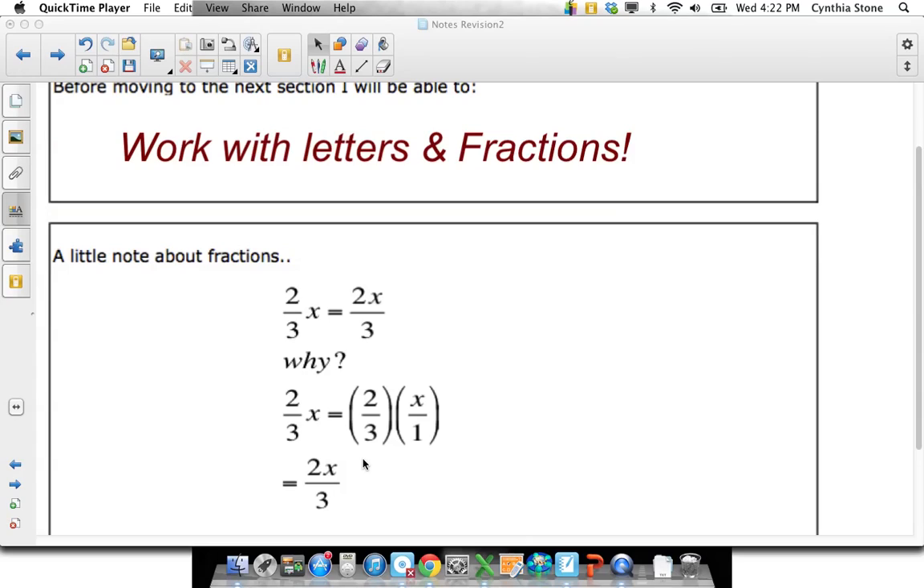And just the reason, if you're not sure why I'm saying that, it's because 2 over 3 times x is the same as 2 over 3 times x over 1, right? Because x over 1 is just x. And then that means you have 2 times x in the numerator, 3 times 1 in the denominator. Okay, so frequently you'll see a question where it starts out looking like this part, and I'm going to jump into this form because this is the form you need to separate numerators and denominators.